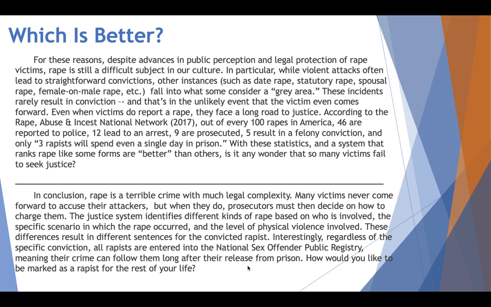The justice system identifies different kinds of rape based on who is involved, the specific scenario in which the rape occurred, and the level of physical violence involved. These differences result in different sentences for the convicted rapist. Interestingly, regardless of the specific conviction, all rapists are entered in the National Sex Offender Public Registry, meaning their crime can follow them long after their release from prison. How would you like to be marked as a rapist for the rest of your life?